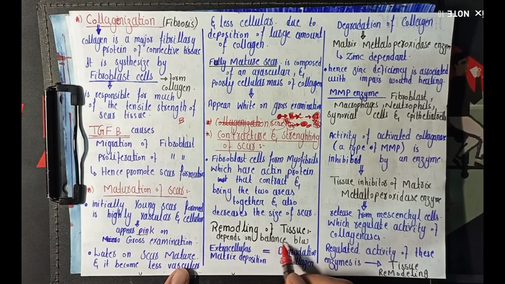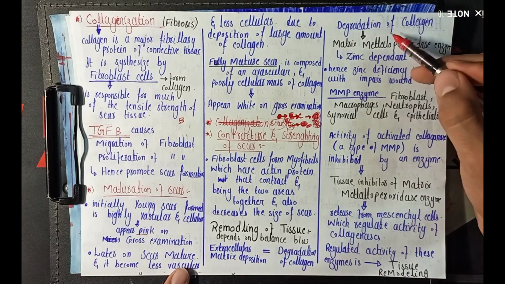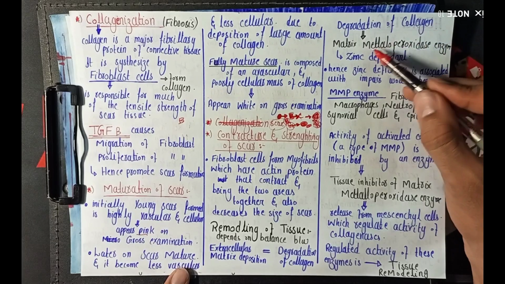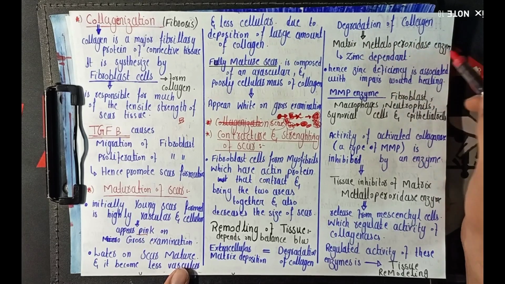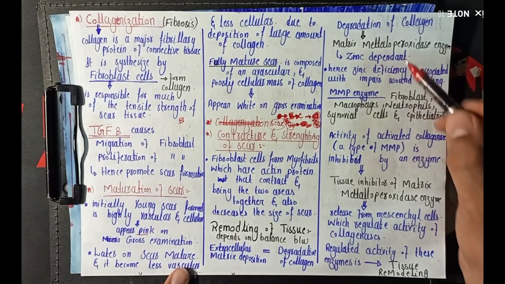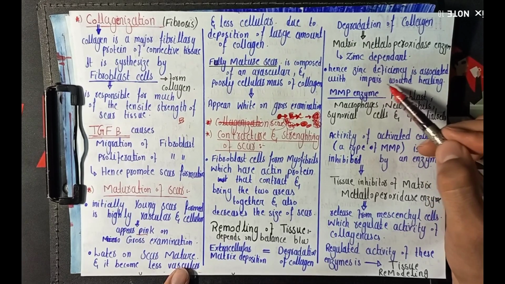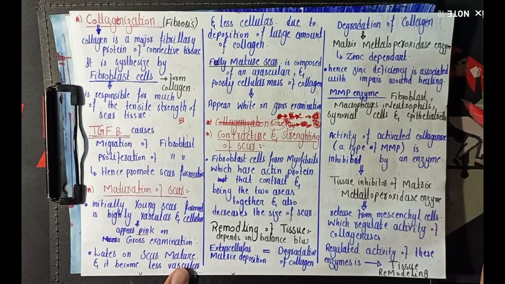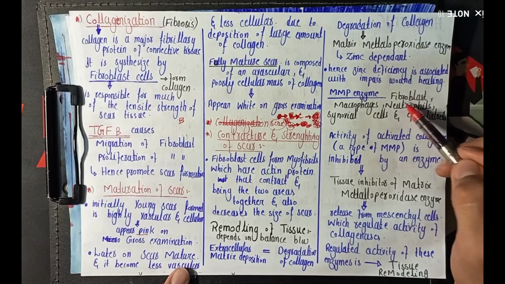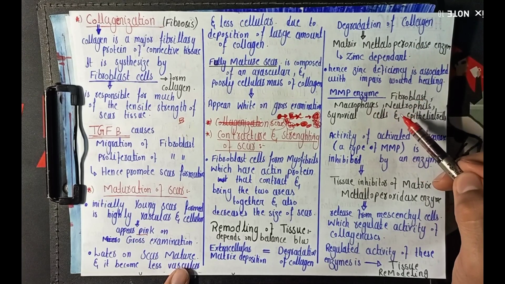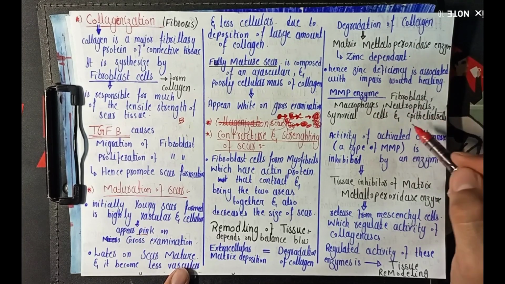So the remodeling depends upon the balance between the extracellular matrix deposition and the degradation of the collagen. Normally there should be a balance between these two processes. The degradation of the collagen occurs with the help of an enzyme known as matrix metalloperoxidase enzyme, and this enzyme is zinc dependent. If there is deficiency of zinc, then there will be impairment in the process of the wound healing. And the matrix metalloperoxidase enzyme is released from fibroblast cell, macrophages, neutrophils, synovial cells, and the epithelial cell.